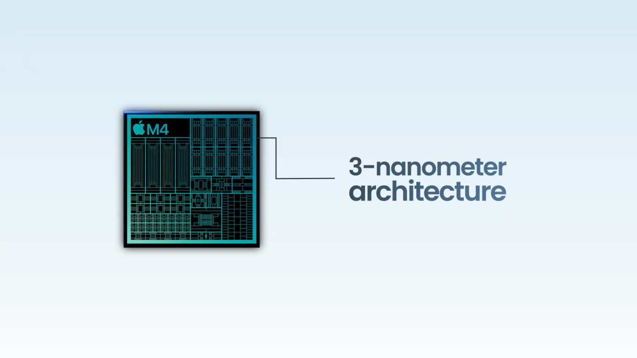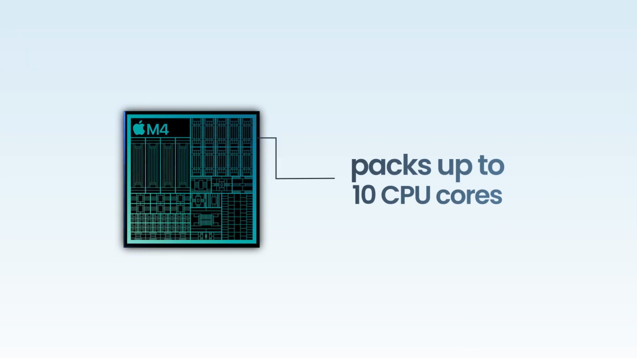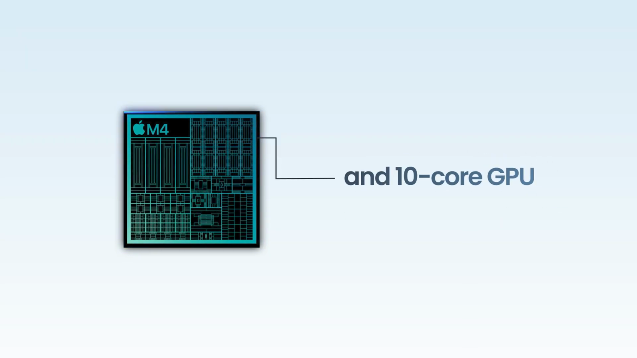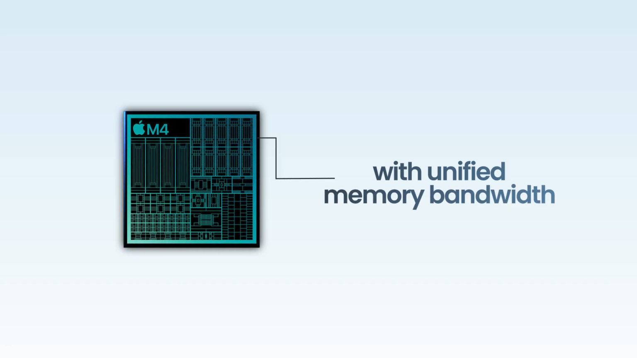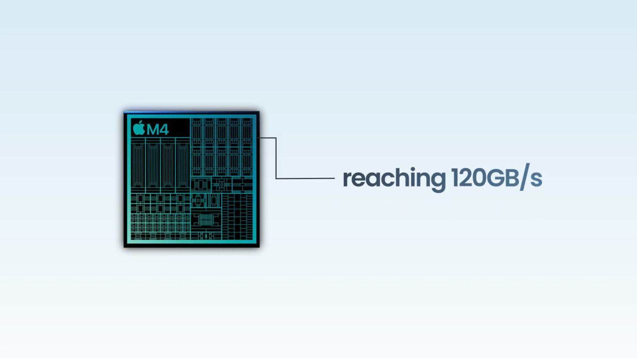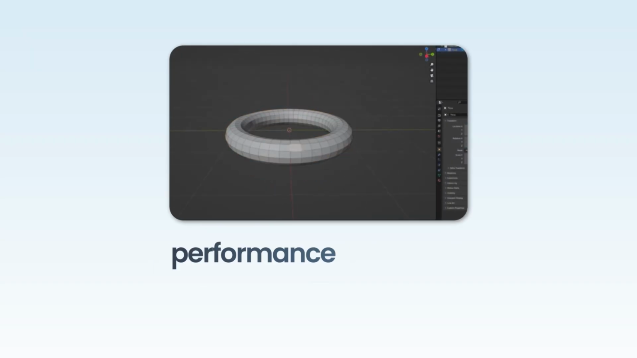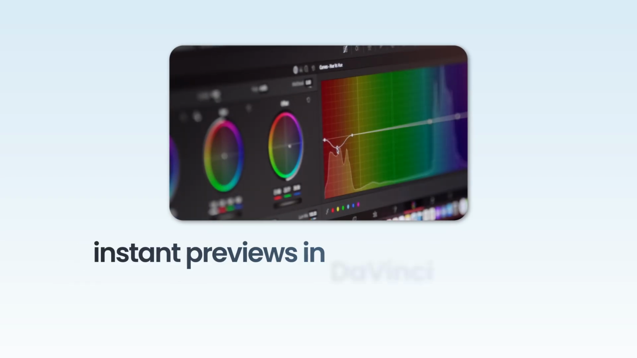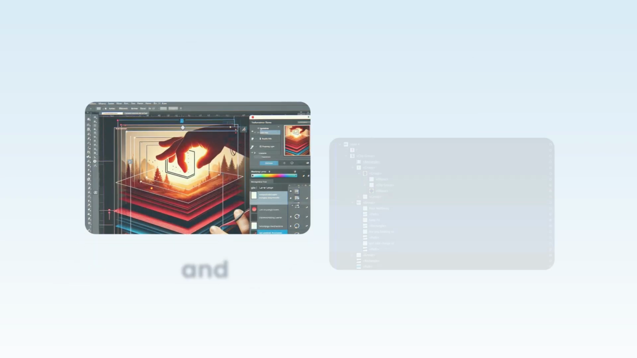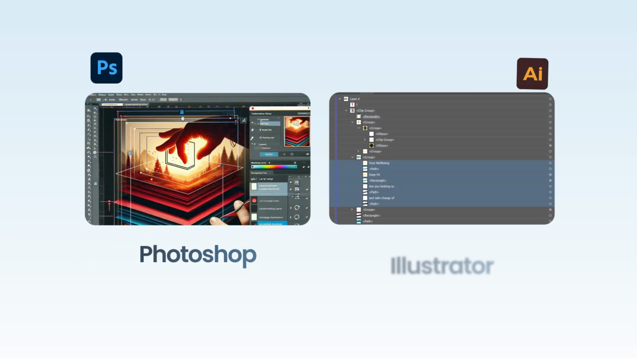If you're a creator, it's a quiet beast. The M4 chip, built on 3-nanometer architecture, packs up to 10 CPU cores and 10-core GPU, with unified memory bandwidth reaching 120 gigabytes per second. In real terms, that means smooth 4K editing in Final Cut Pro, responsive 3D viewport performance in Blender, instant previews in DaVinci Resolve, and lag-free layers in Photoshop or Illustrator.